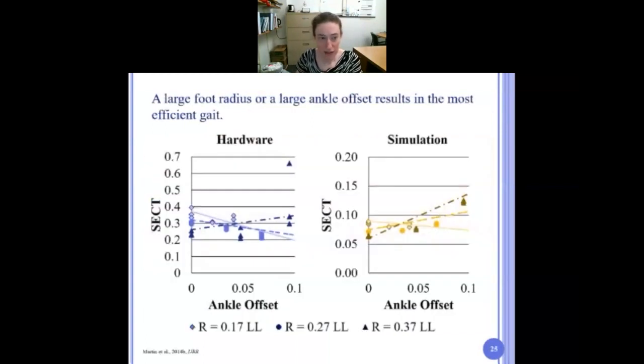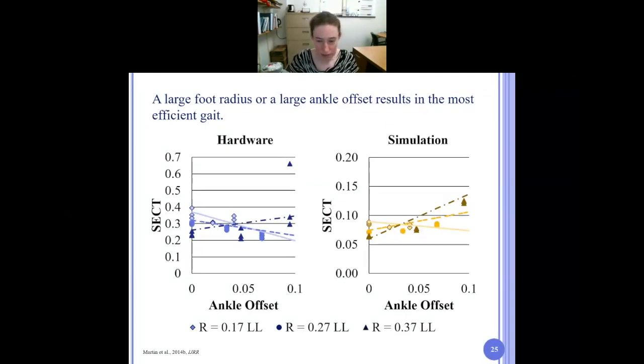And then finally, I looked at the effect of foot design on how much energy is required to walk. So both of these plots show the ankle offset on the horizontal axis, the specific energetic cost of transport on the vertical axis. So this is a normalized measure of how much energy it takes to walk. And then the smallest foot radius is shown with the diamonds. The middle foot radius is shown with the circles, and the largest foot radius is shown with the triangles. Hardware data is shown on the left, and simulation data is shown on the right.